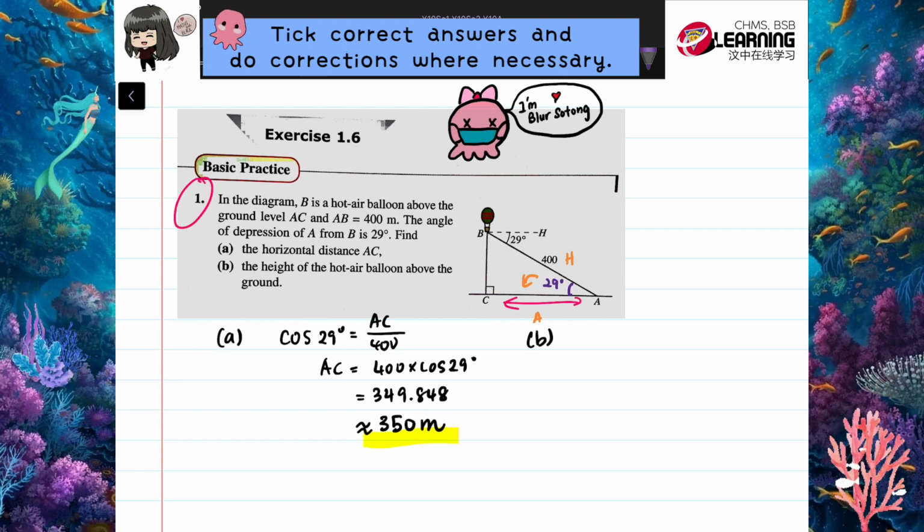And for part B, find the height of the hot air balloon above the ground. Hot air balloon, so this is the height that you're going to find. The hot air balloon from the ground is this height of BC. So I put it as H, or if you want to put as BC also okay. So here we also use SOHCAHTOA. This is your opposite, and you have a hypotenuse 400. You can use SOH, or if you don't want to use SOH, you can always use Pythagoras Theorem, because you already found 349.848 here. So it's up to you.